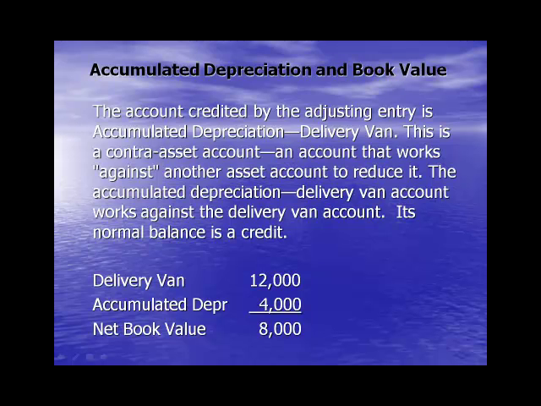The accumulated depreciation and book value. The account credited by the adjusting entry is accumulated depreciation, dash delivery van, if you want to get more specific. This is a contra asset account, an account that works against another asset account to reduce it. The accumulated depreciation delivery van account works against the delivery van account. So the normal balance is a credit. So on the financial statements, you would see delivery van, $12,000. You would see the total accumulated depreciation, $4,000, and the difference, called the net book value, $8,000.